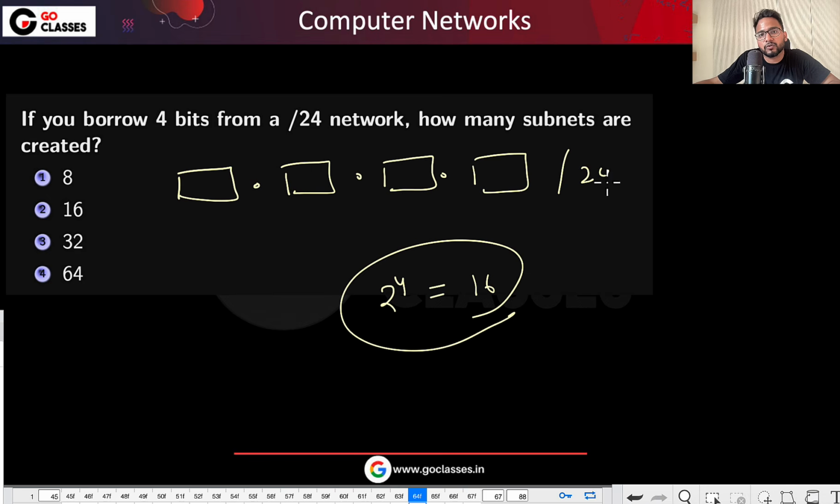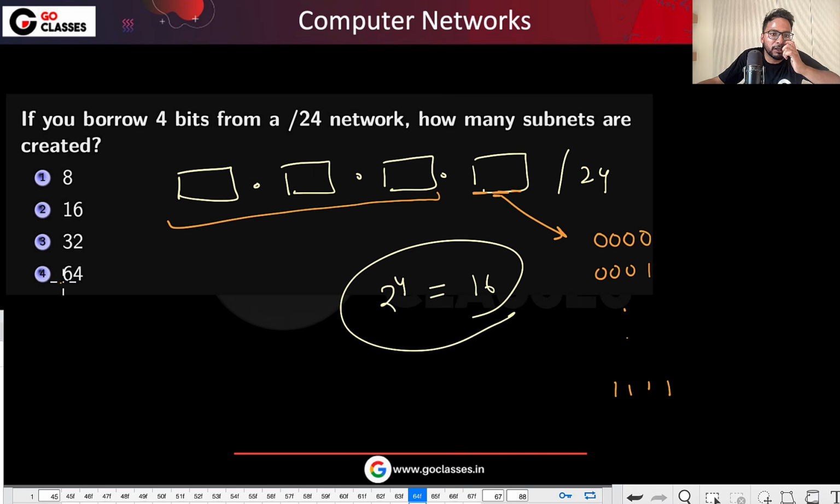And then /24 means these 3 are anyway fixed. Now from here I'm borrowing 4 bits, so these bits could be 0, 0, 0, 0, then 0, 0, 0, 1, like that, up to 1, 1, 1, 1. So 2 power 4, 16 networks we can create. 16 subnetworks we can create.